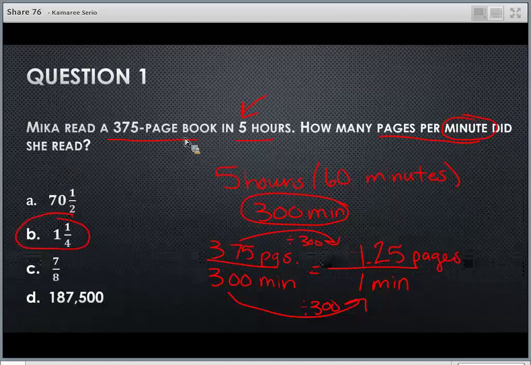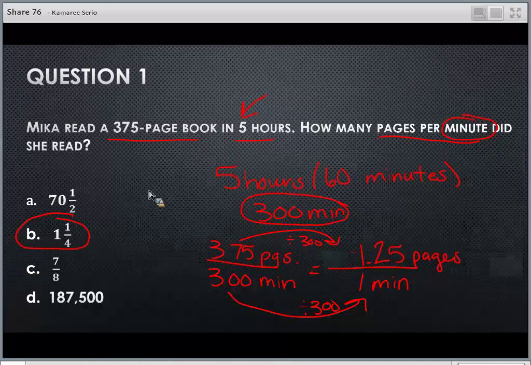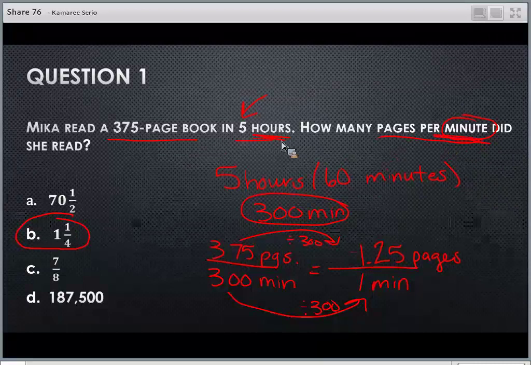Guys, the number one mistake on this problem is forgetting to convert from hours to minutes. You have to do this step first. Please do not forget to do this step.